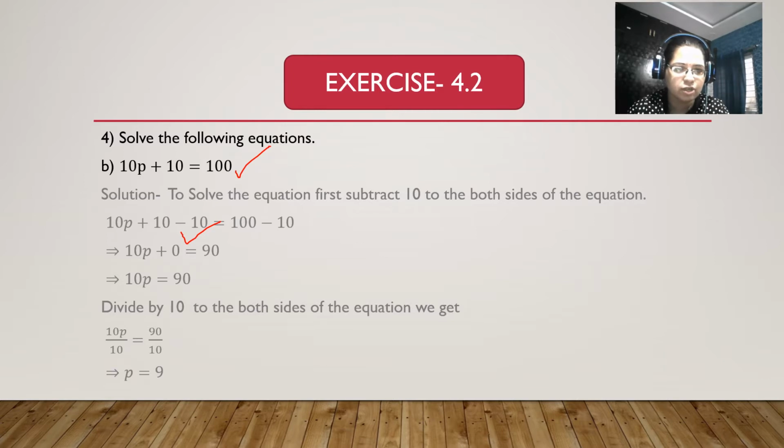10p plus 10 minus 10 equal to 100 minus 10. The 10 and minus 10 have opposite signs, so they cancel. 10p plus 0 equal to 100 minus 10 is 90. So 10p plus 0 is 10p, and 10p equal to 90. Then divide both sides of the equation by 10. 10p divided by 10 equal to 90 divided by 10. 10p divided by 10 is p, and 90 divided by 10 is 9. So we get p equal to 9.